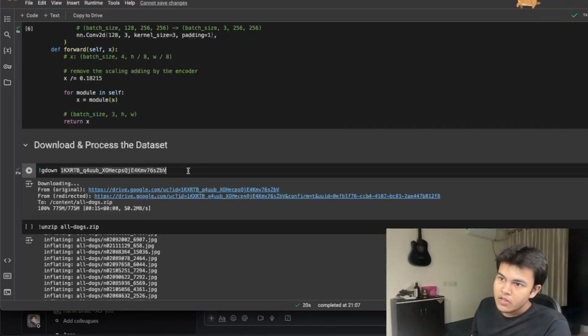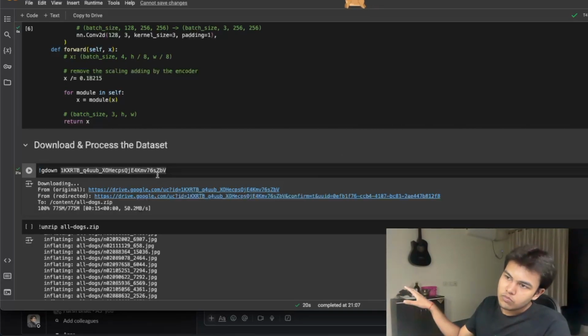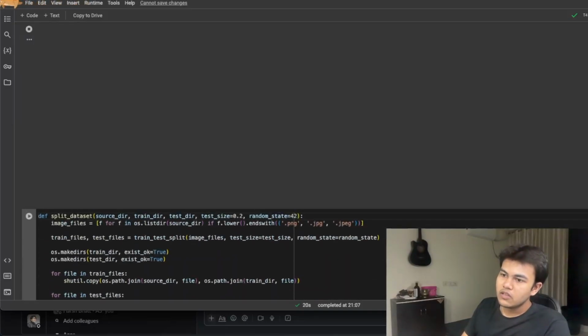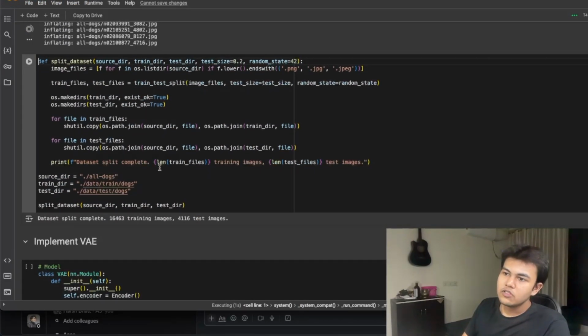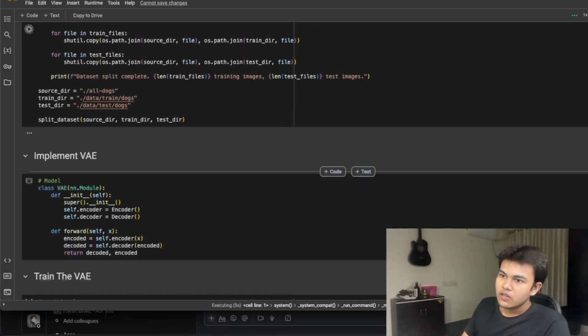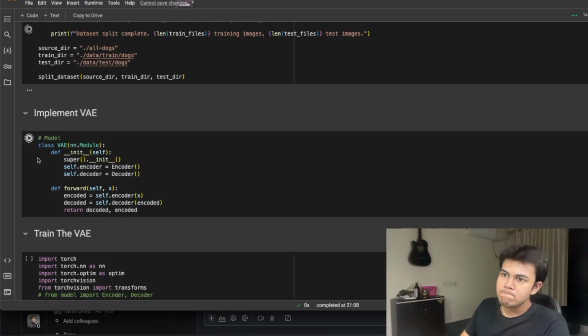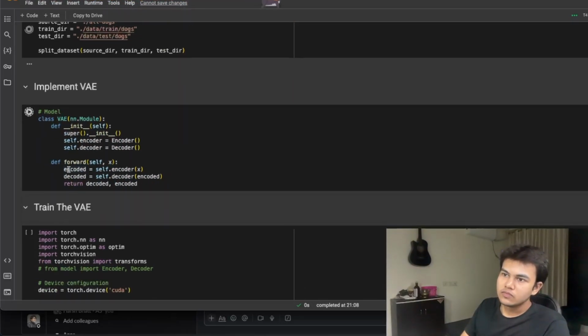I already have this dataset of dogs. It consists of images of dogs of various breeds, and you can unzip it. Here, this function splits it into the training and test directories, and this class is the last module which wraps all the encoder and decoder. We can call this.